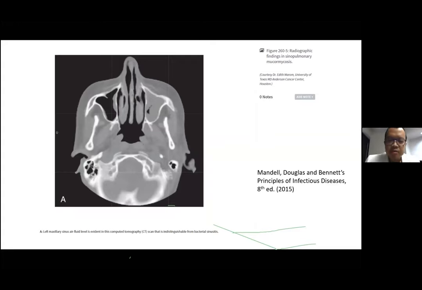Obviously, the diagnosis lies more on endoscopic examination, if there are ischemic changes, necrotic changes in the mucosa. And of course, definitive diagnosis lies more on histopathology.